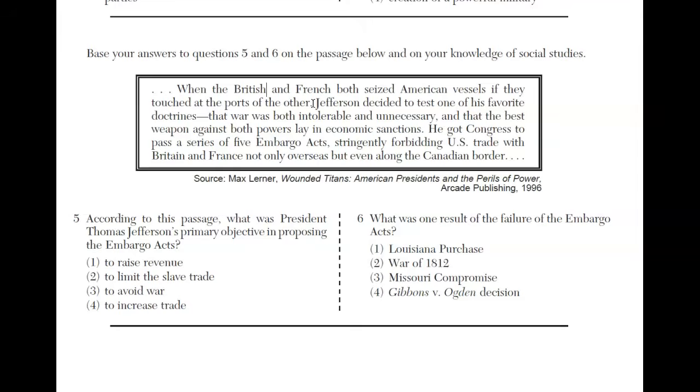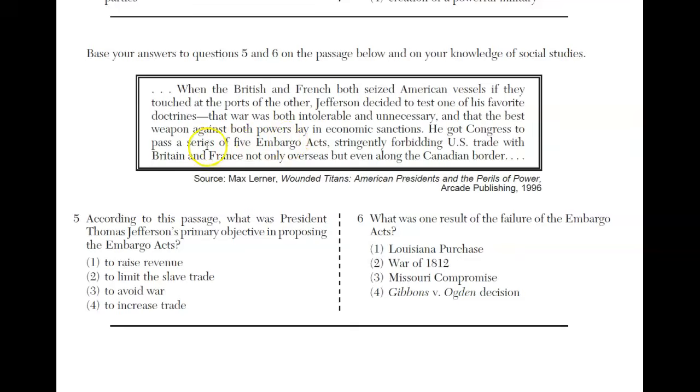Should we go to war with the British or the French or both to push back, punch them in the nose for stealing our stuff? Jefferson held that war was intolerable, should not be tolerated, and he thought war was unnecessary. That you could fight back with economic sanctions. You guys should know what that is. Economic has to do with money and trade. Sanction is, in this sense, a kind of punishment. So we could punish them with our economic business.